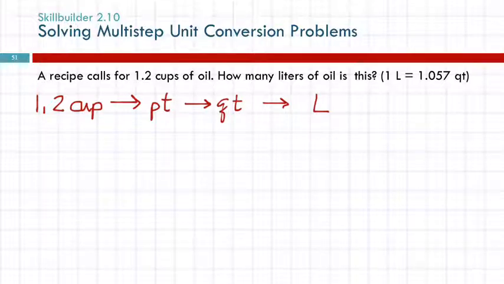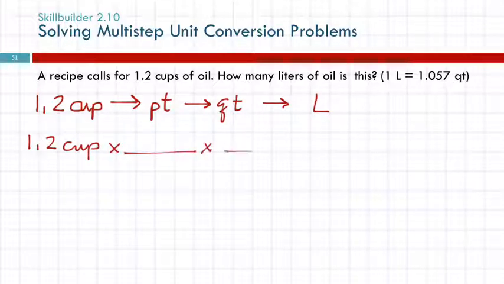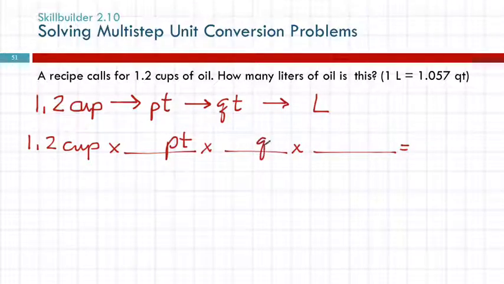So how many arrows? 3. So how many fractions? 3. So 1, 2, 3. That's going to equal something. I look at these units. Cup, pint, quart, liter. Those are the units that I write in my equation.